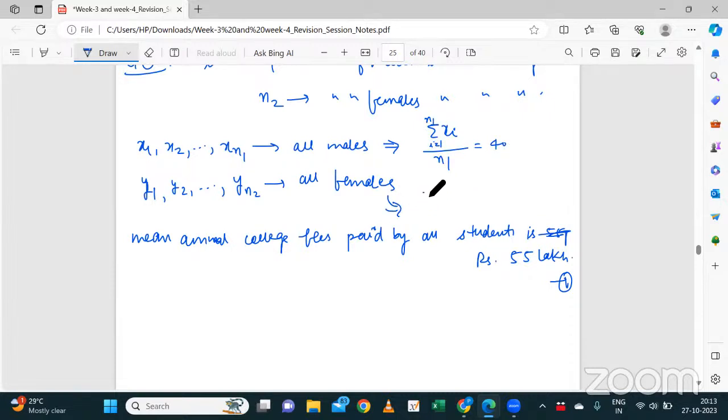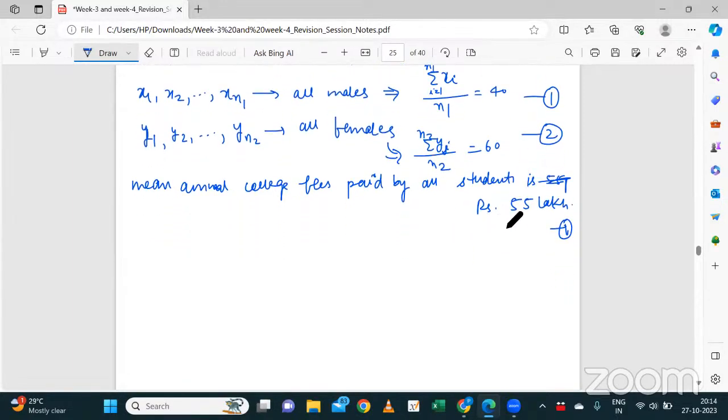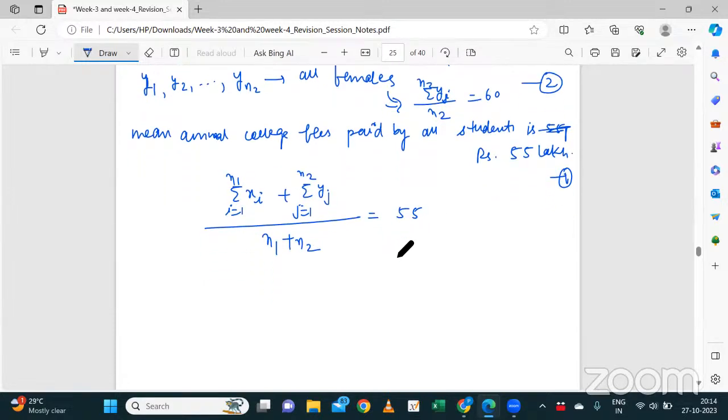Similarly, for female, it will be N2, and let's make it j, and the summation of yj divided by N2 is 60. Correct? This is equation 1, this is equation number 2. So if the total mean is 55 lakh, can I say the summation of xi, i from 1 to N1, that is all males, plus all females, divided by the total number of males and females will be 55? Everyone is getting this point? Now tell me what will be the next step from here onwards.